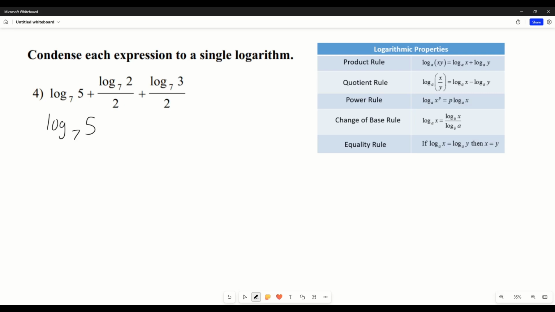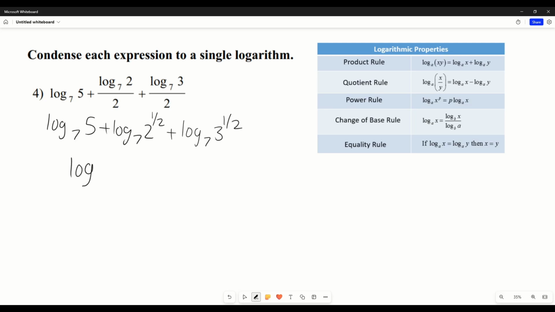For this one, we're just gonna bring this over 2 to the 2 using the power rule, plus log base 7 of 2 to the 1/2, because this is basically just 1/2 right here. Plus we can do the same with that, log base 7 of 3 to the 1/2. Okay, now we can just use the product rule to combine all of these logarithms into a single logarithm.